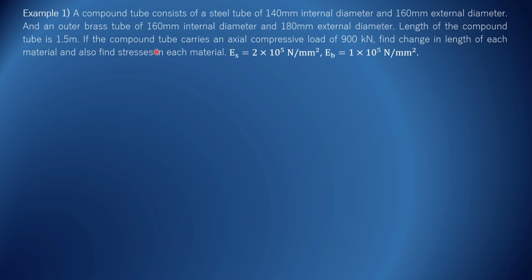If the compound tube carries an axial compressive load of 900 kN, find change in length of each material and also find stresses in each material. Young's modulus of steel is equal to 2 into 10 raised to 5 Newton per millimeter squared, and Young's modulus of brass is 1 into 10 raised to 5 Newton per millimeter squared.